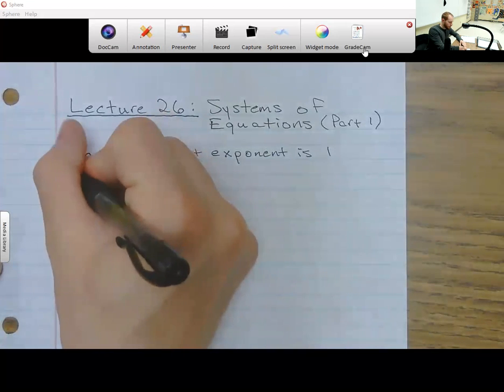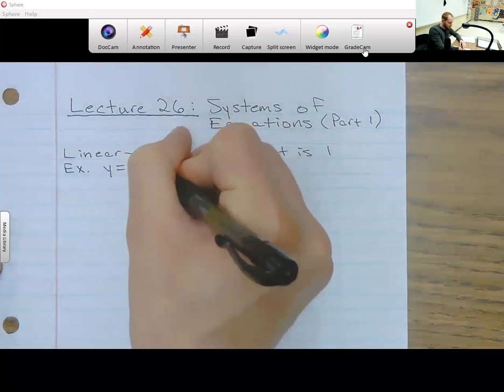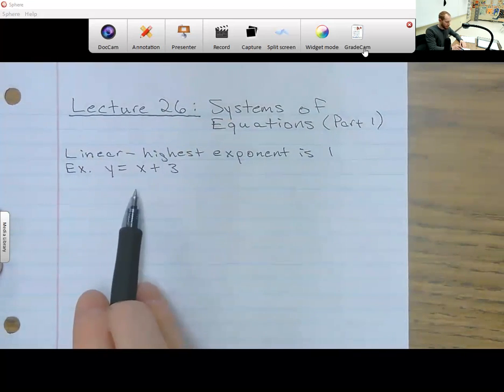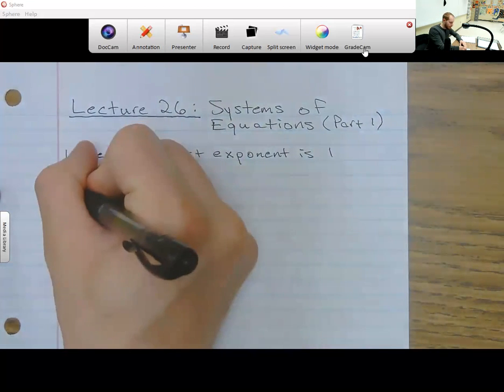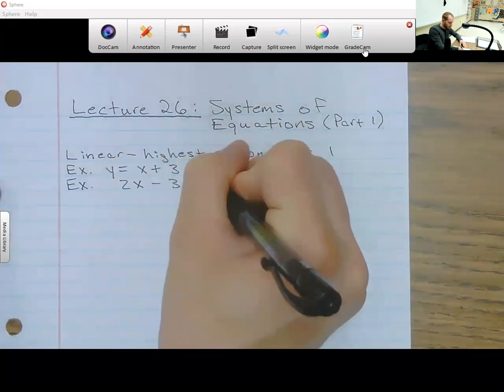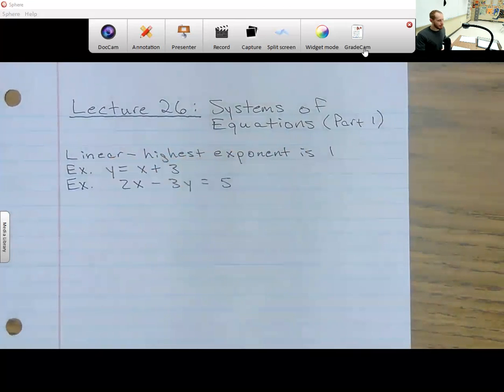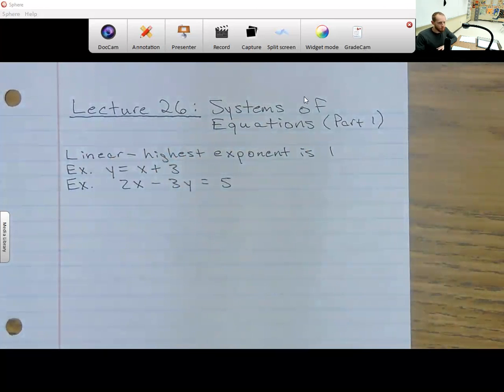Sometimes you'll have different examples of them, like let's say you have y equals x plus 3. This x right here has an exponent of 1, so the highest exponent is going to be 1. This equation is going to be linear. Another example, let's say you have 2x minus 3y equals 5. Notice that this x has an exponent of 1, so that means it's a linear equation. So for all these, the highest exponent is going to be 1.